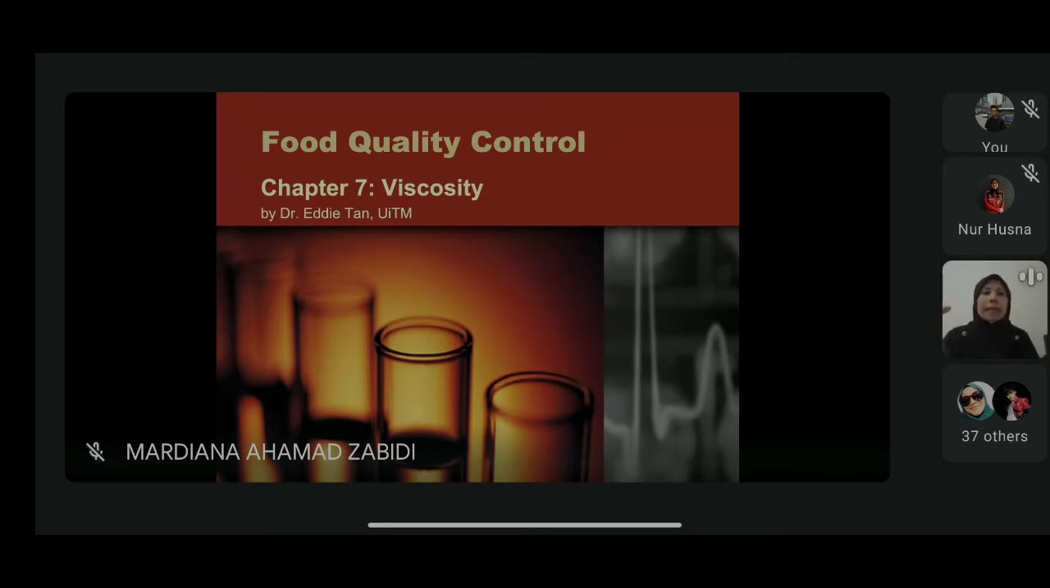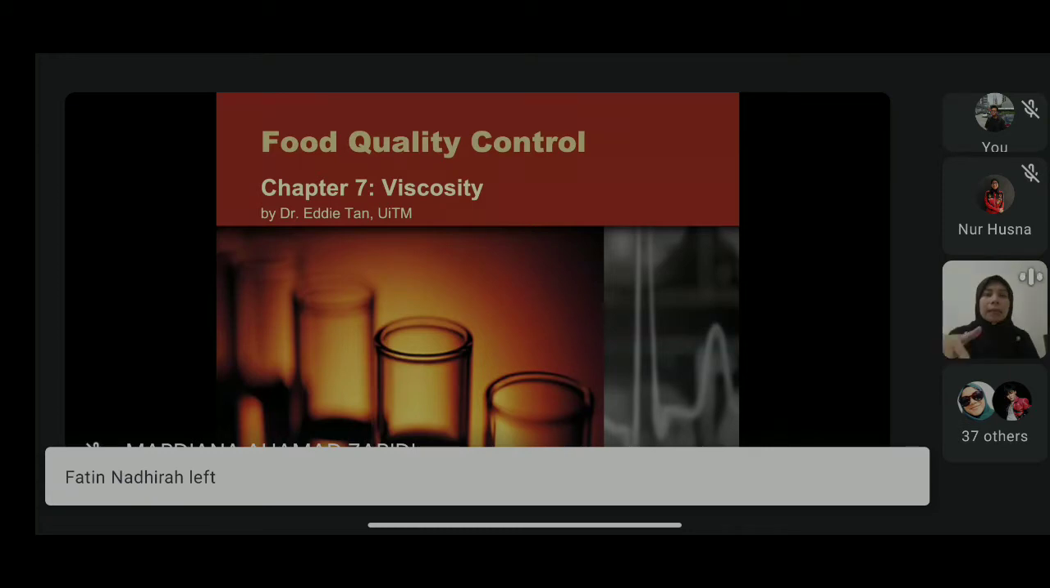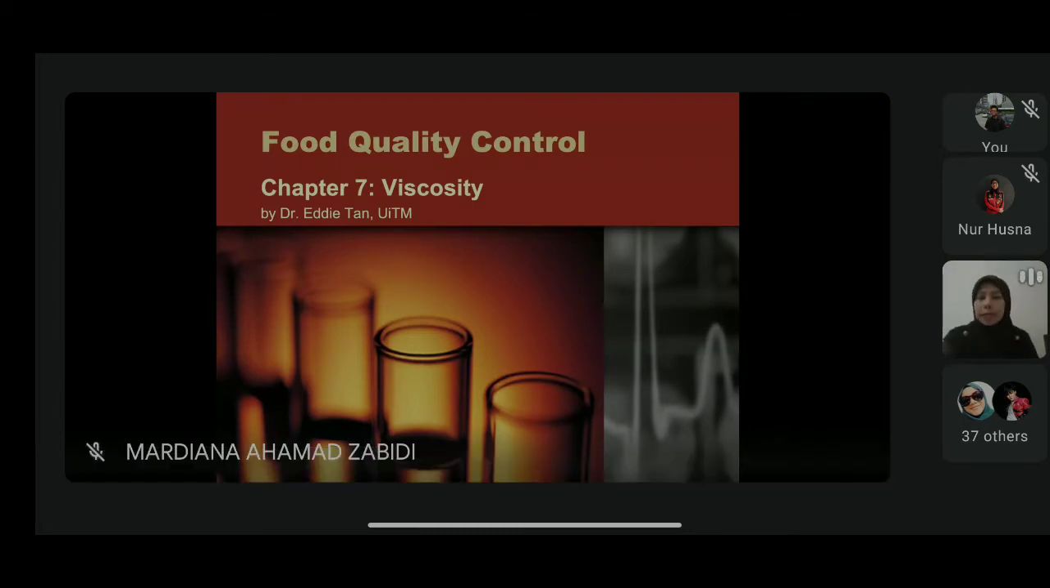But if you join a company that is producing spread, for example kaya spread, or jam, and maybe heavy syrup, the viscometer will be different. That will require a different type of viscometer that I will show you later in your lecture notes. Because we need to make sure that the spreadability as well as the viscosity of that particular product is suitable for the purposes of that particular product.